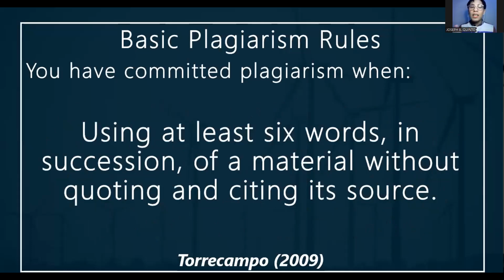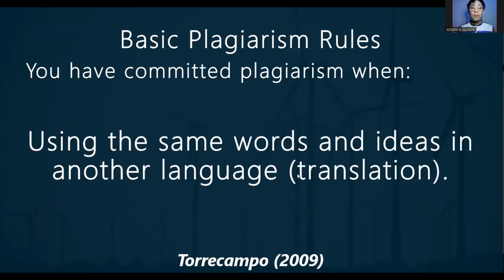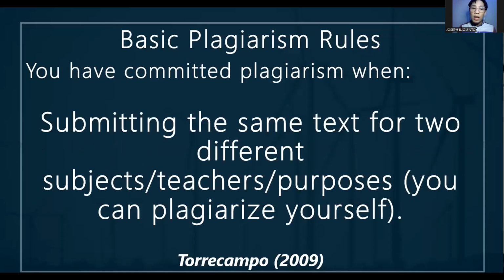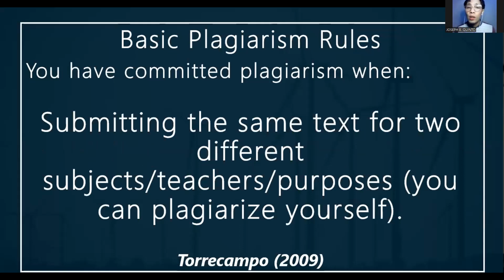Using at least 6 words in succession of a material without quoting and citing its source. So your minimum is 6. And when you use that in succession, that's still considered as plagiarism. Using the same words and ideas in another language, well, you're not going to use this in the methodology section because you're going to use the English language. And so we can proceed to the next, which is submitting the same text for 2 different subjects or teachers or purposes. You can plagiarize yourself. Like you submit this particular article to one subject teacher, and then you submit exactly the same article to another subject teacher. That's still plagiarism.